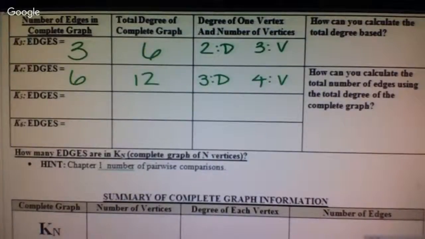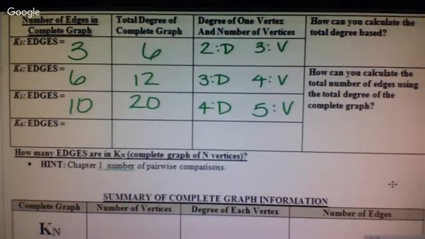K sub 5. How many edges are in that crazy graph? 10. Each has a degree of 4. There's 20 total degrees, and there's 5 vertices. We don't have the graph to look at for this last one.